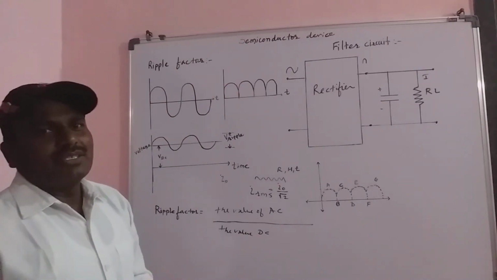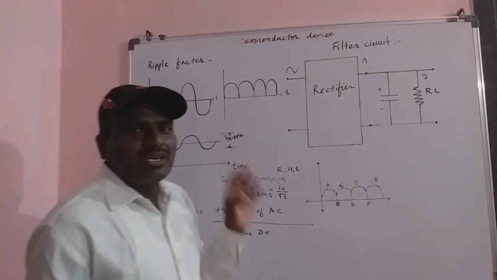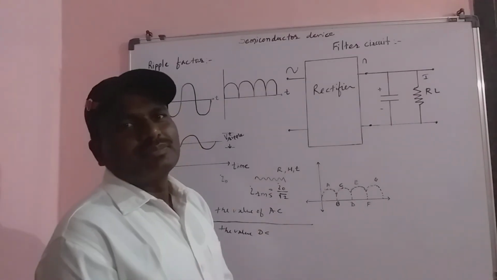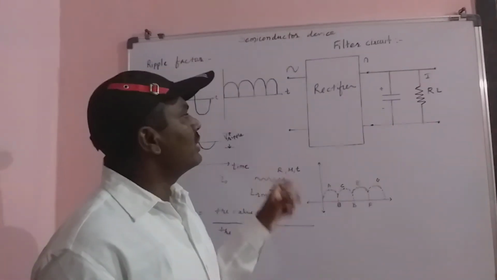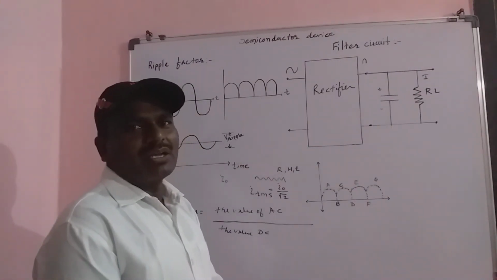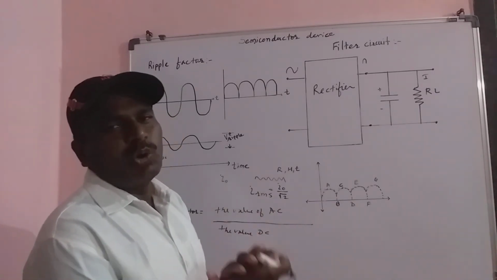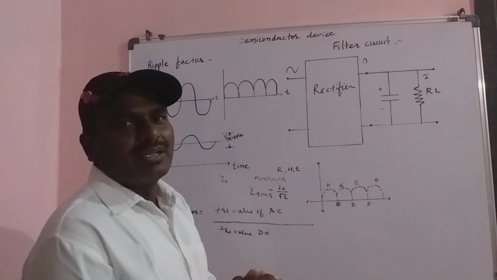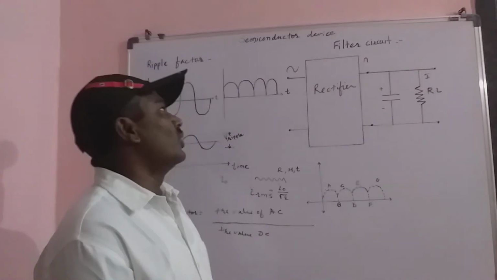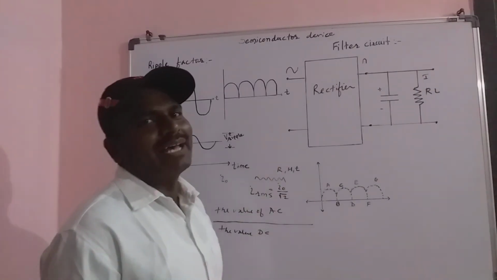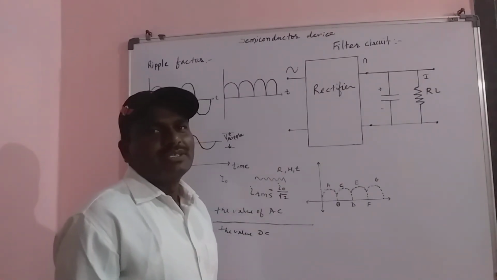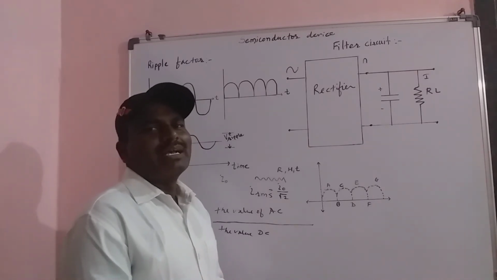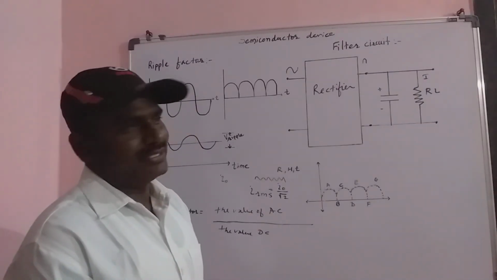A circuit which removes the AC component or ripple component and allows only the DC component in the output is called a filter circuit. Here we should learn about the capacitor filter circuit.